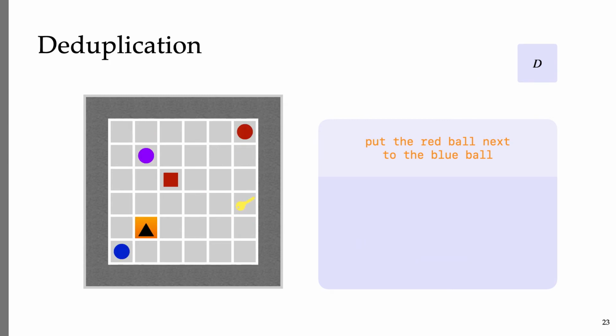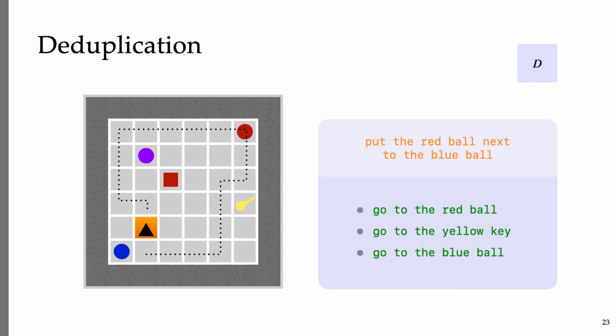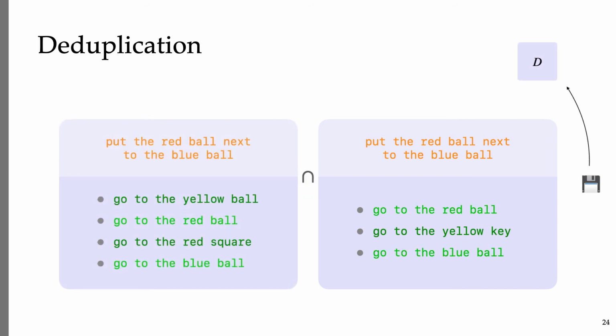As learning progresses, we may encounter this high-level task again and traverse another set of low-level tasks. We can perform a simple deduplication procedure to improve the dataset entry. Specifically, we can intersect the old and new decomposition estimates and save the result in D. This estimate becomes just the truly relevant low-level tasks. Go to the red ball and go to the blue ball. We can then balance the dataset D and optimize a cross-entropy objective to train the relevance classifier.